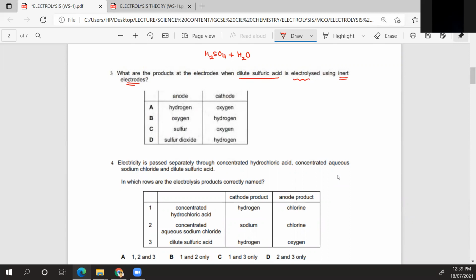Yes, miss. At the anode, it will be oxygen. Yes, because it is dilute, so at the anode it will be oxygen. And at the cathode, it will be hydrogen. So yes, that's absolutely correct. So the answer has to be B. The only option which has anode as oxygen is B.